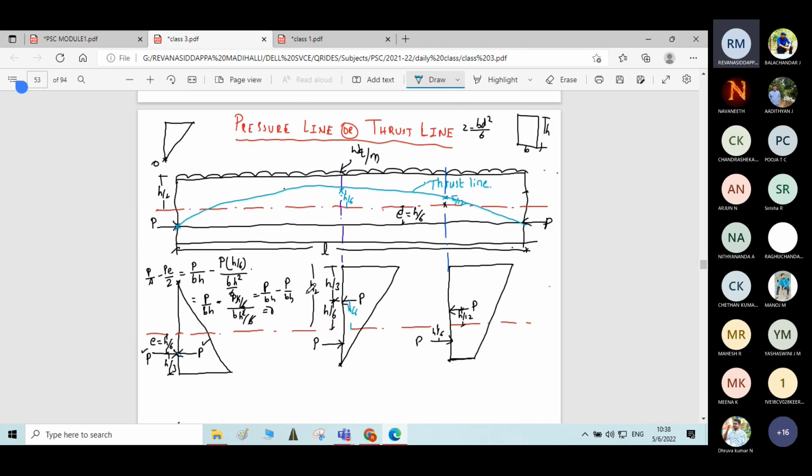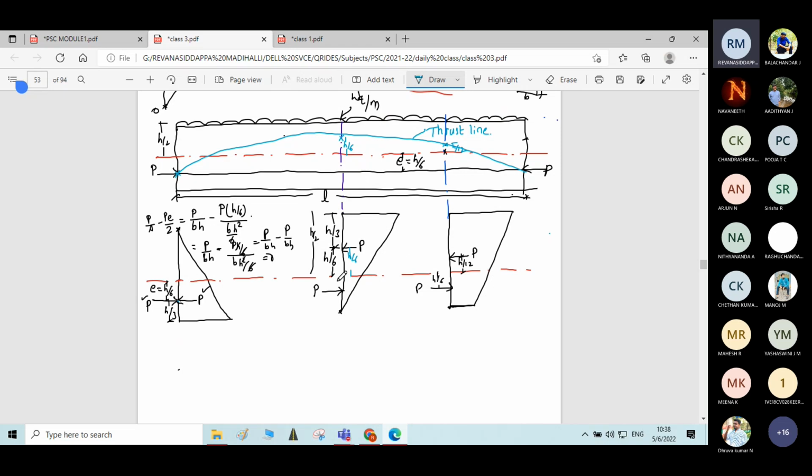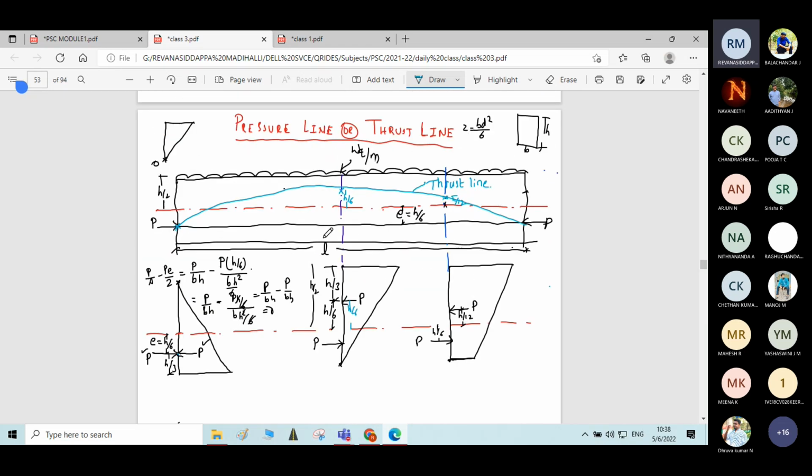In numerical problems, they will give some beam having some dimensions and some loading conditions, and ask you to prepare the thrust line at different points. Whatever formula and principle we have used to prepare the thrust line for this particular beam, the same principle we will be using for numerical problems.